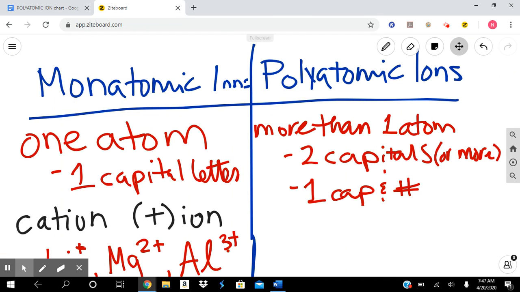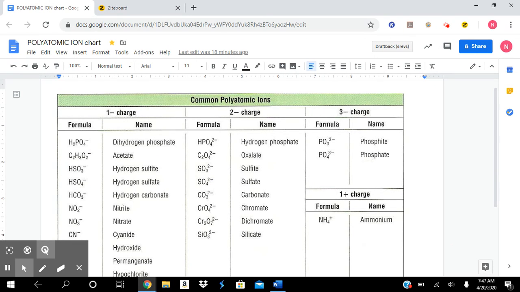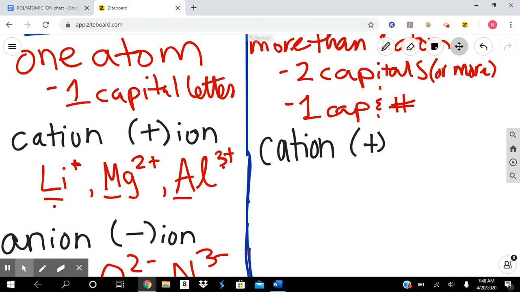Okay. So we said that we had cations, or positive ions. And there was only one cation listed on that chart. Okay, that chart, the cation for this is right here. All right, our ammonium. So for our cation, the only one we have, there's only one, it's NH4, and its charge is 1 plus.